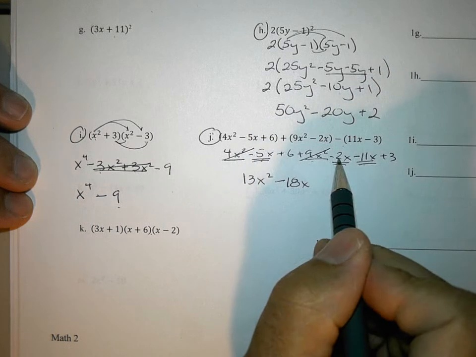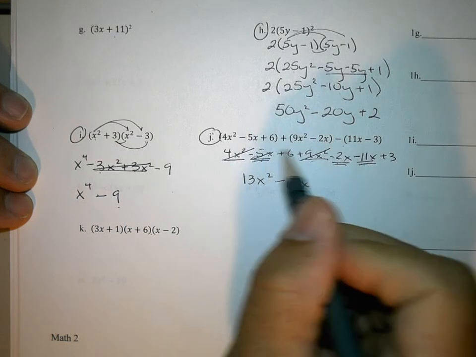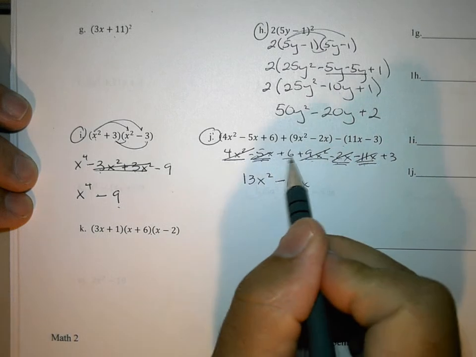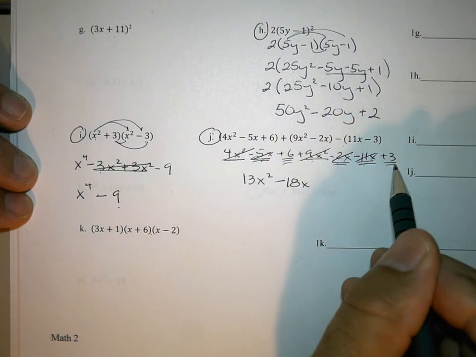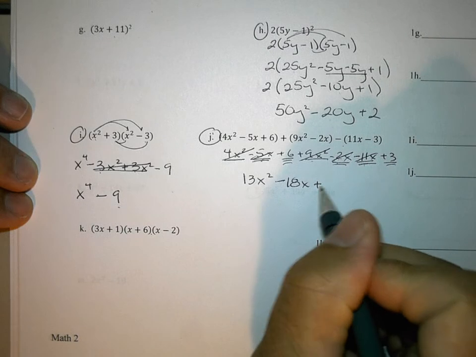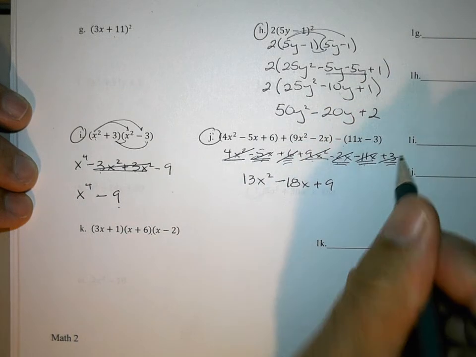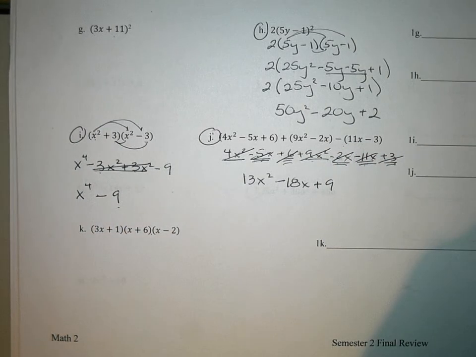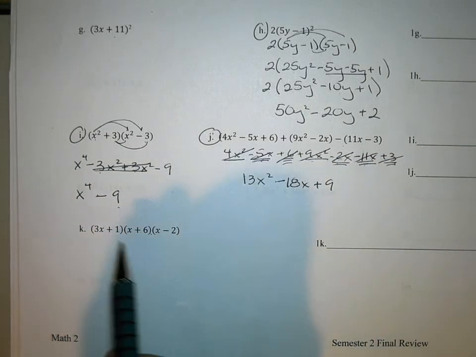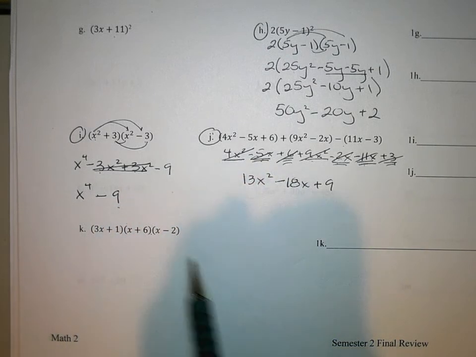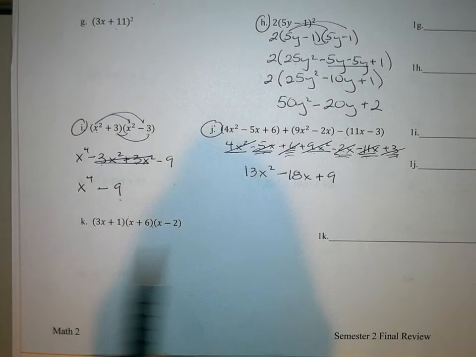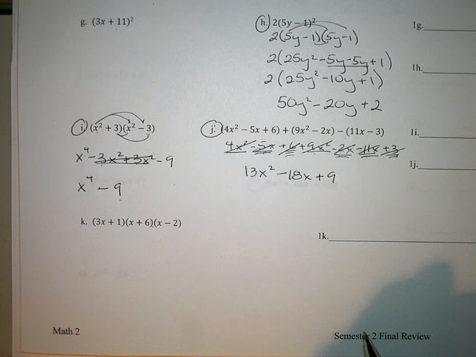Negative 5, negative 7, negative 18. Cross those all out. And now 6 plus 3 is 9. See, now they're all crossed out. It looks like I got them all taken care of. Okay, so you're going to have to distribute, combine like terms, and distribute a second time. That one's going to take a bit of space, so take your time, do your best work.